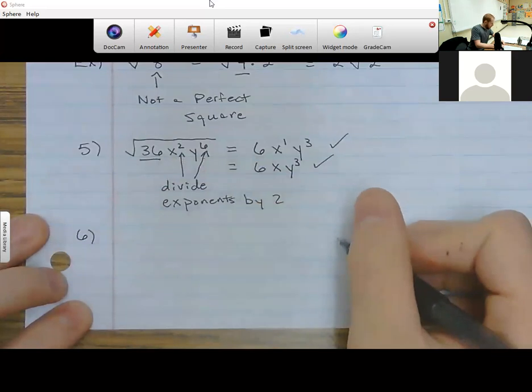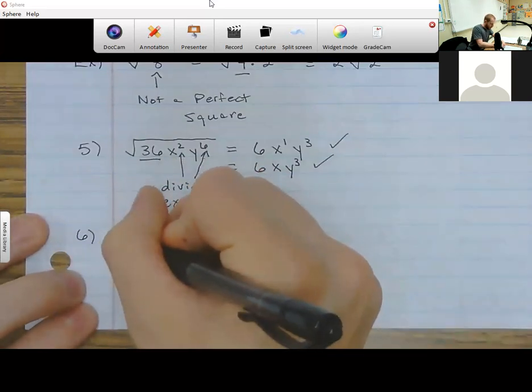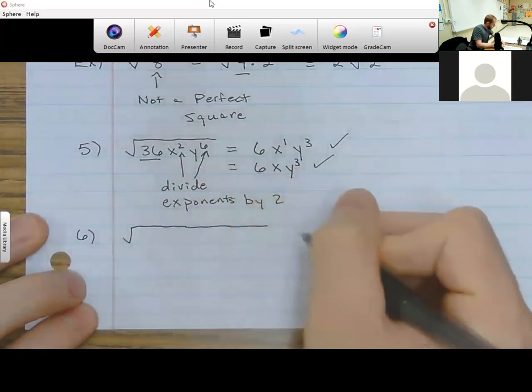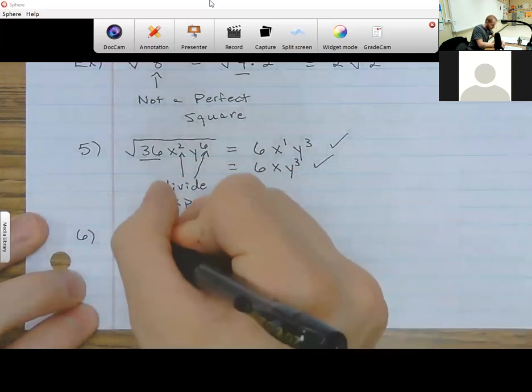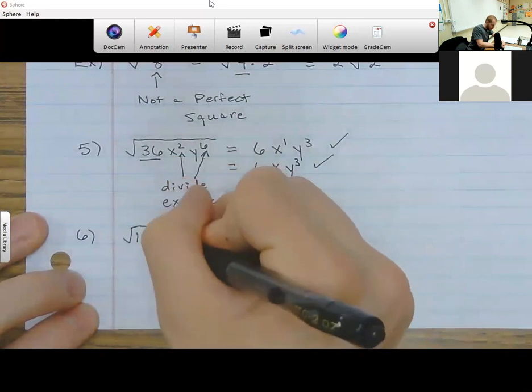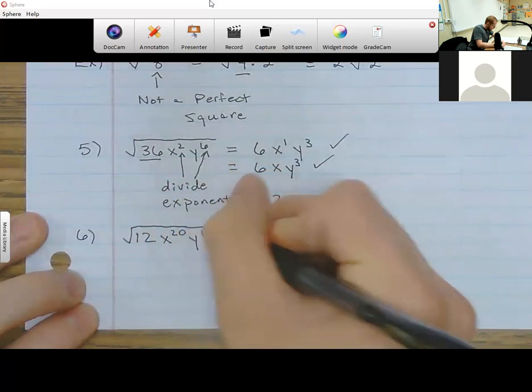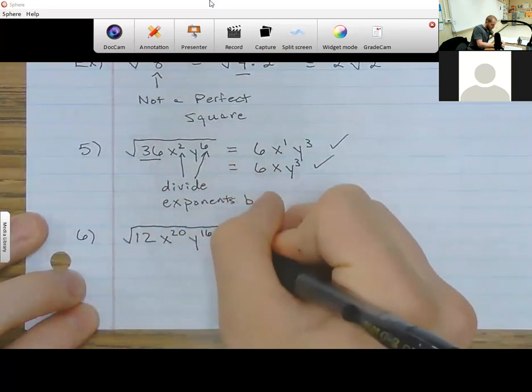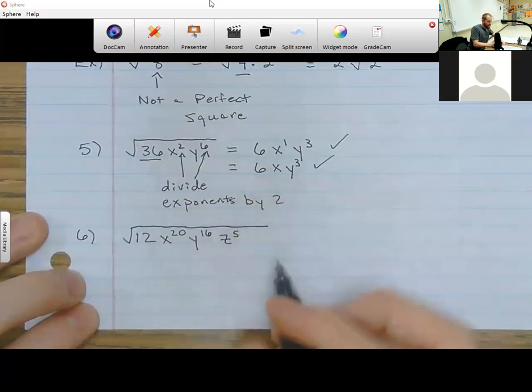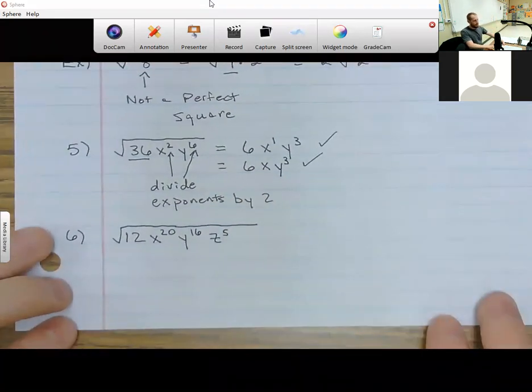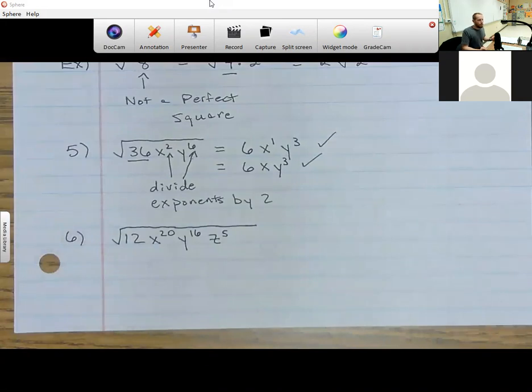Okay, number 6 says square root of 12, and there's a lot to this, so bear with me here. 12, x to the 20th power, y to the 16th power, and z to the 5th. Yes, that is a z, by the way. Okay? So how do we start this off? Well, first of all, we always look at the numbers first. And when I say numbers, I'm talking about the big numbers that are out in front, right? The coefficients.